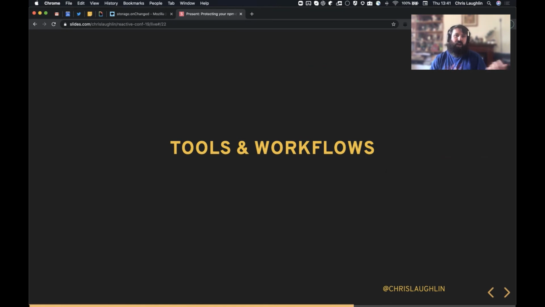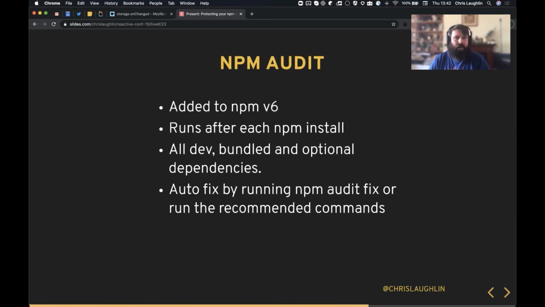So we've looked at some incidents that happened, but a lot of this is maintaining a lock file and this kind of thing, or manually checking. There are some tools and workflows that we can use to our advantage in this. The easiest one to use is npm audit. If we're using npm version 6 or above, it comes pre-installed. It runs after every npm install, and it gives you an output of which packages you're dependent on are vulnerable. It's nice that it covers all your bases.